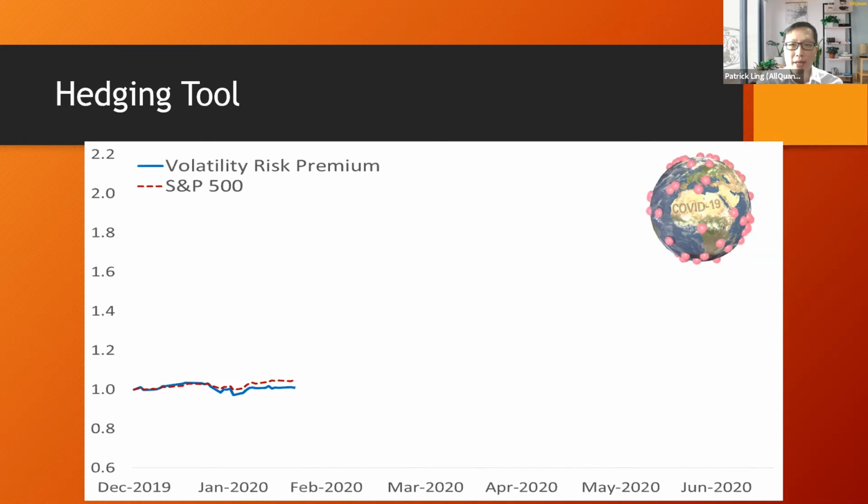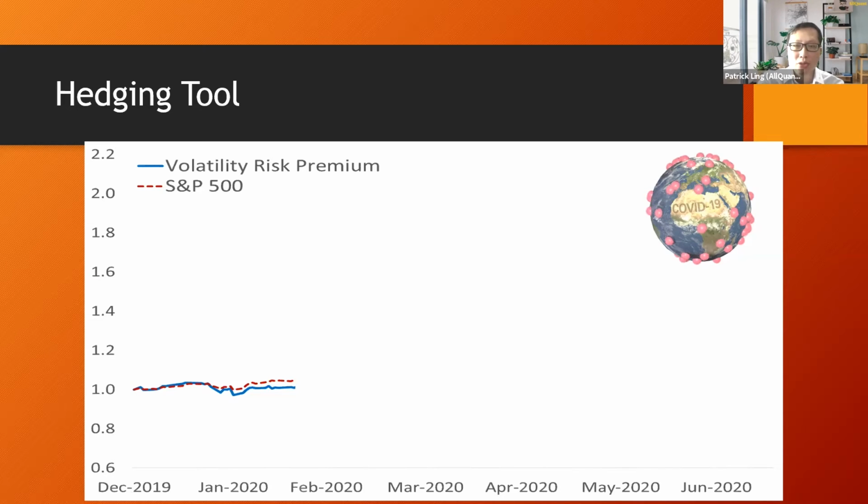So this is a bit like buying an insurance policy for your portfolio, right? At AllQuant, we run a vol trading strategy called Volatility Risk Premium, which capitalizes on the gap between the implied and realized vol. The strategy is expected to generate returns in the long run, and at the same time, it potentially acts as a hedge during market crisis. It is part of our multi-strategy portfolio.